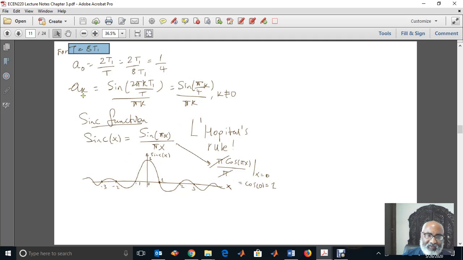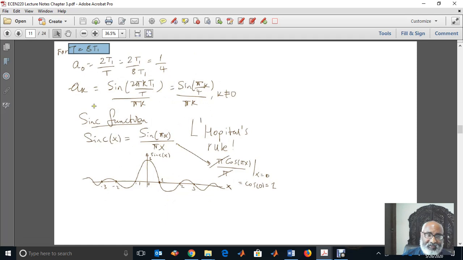In any case now, what is the form of a_k? a_k looks like a sinc function. Remember the sinc function, sinc of x from mathematics, sine of pi x over pi x. So this is a continuous time graph for the sinc function, but this one is discrete. Why? Because k are integers.